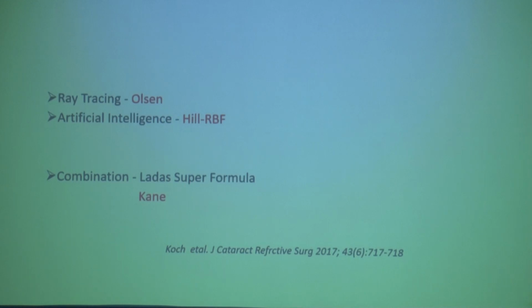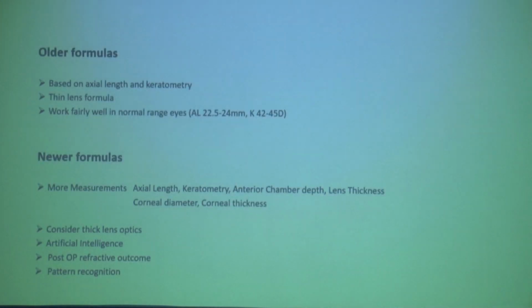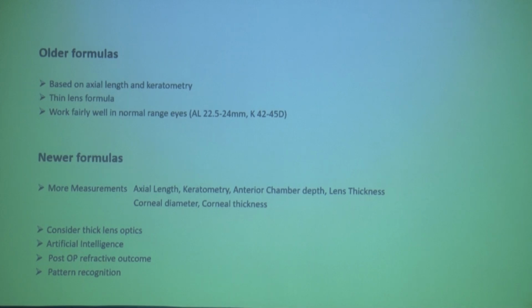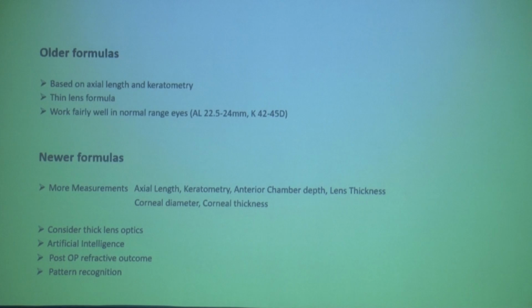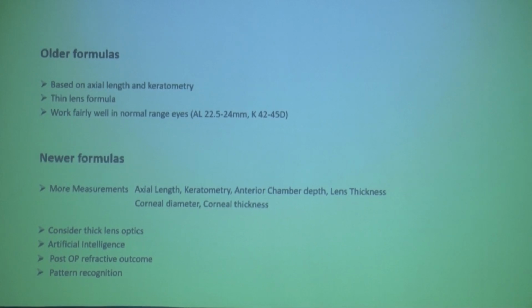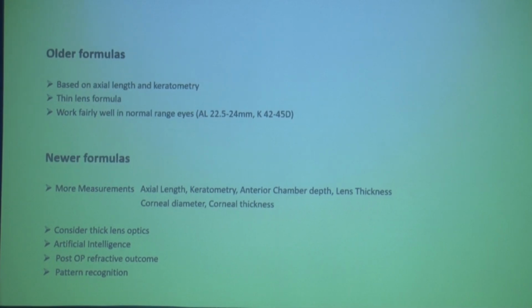Now, the Kane formula is a theoretical formula, but it also uses artificial intelligence. Today, the two most popular formulas are the Barrett Universal 2 and Hill RBF. And we have an upcoming super formula, that is the Kane formula, and the future may be Olsen because it takes into account the entire optical aberrations of the eye.